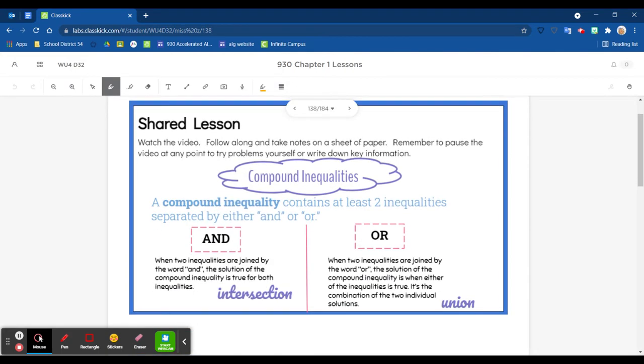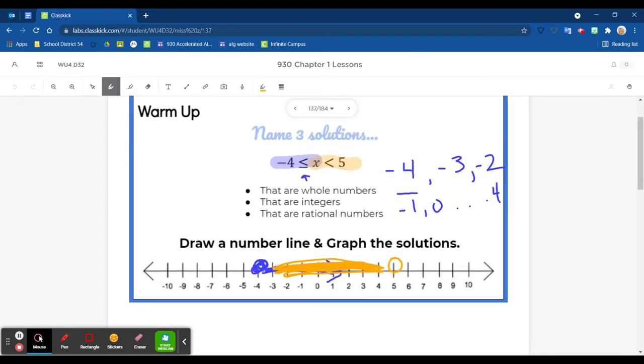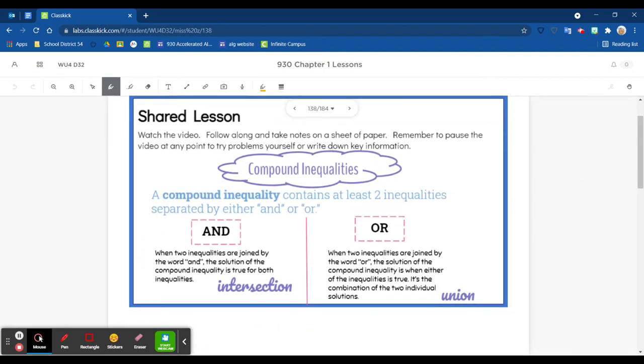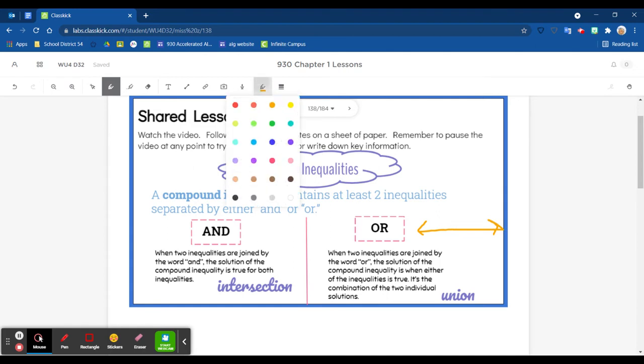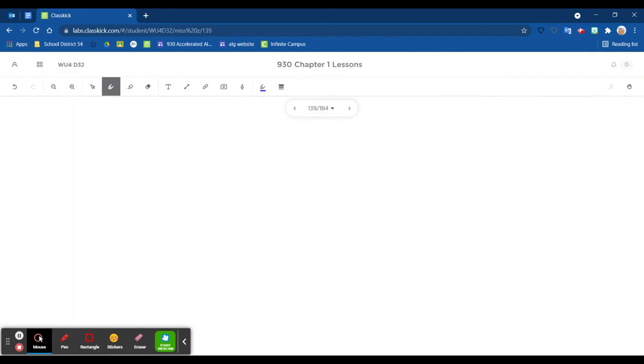An or would be that the solution is true for one or the other. So x could be greater than -5 or less than -4. In a case like that, they would be shaded in opposite directions. So your number line might look something like you would have maybe a closed circle here, and then everything shaded over here, and then an open circle here, and everything shaded over here. So they would be going in opposite directions. It would be either true for this one or true for that one. And we'll show some more examples of what that looks like, but that's just a quick one.